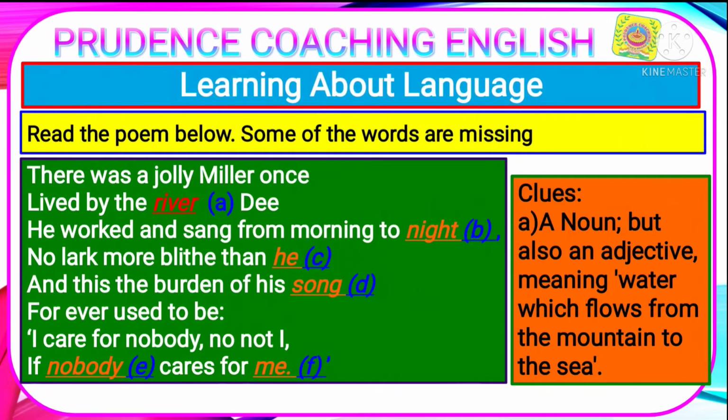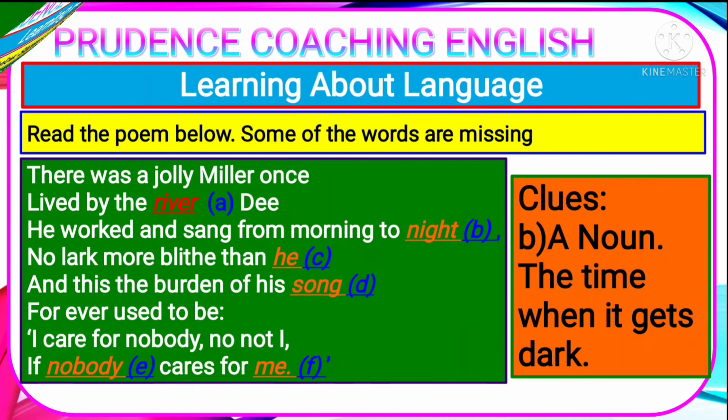Now let's start with learning about language. Read the poem below. Some of the words are missing. That means you need to fill up the blanks given here. And some clues are given for filling up the blanks. There was a jolly miller once lived by the... Here we have a blank space and the clue given here is a noun but also an adjective meaning water which flows from the mountain. That means we are talking about river. So, lived by the river.